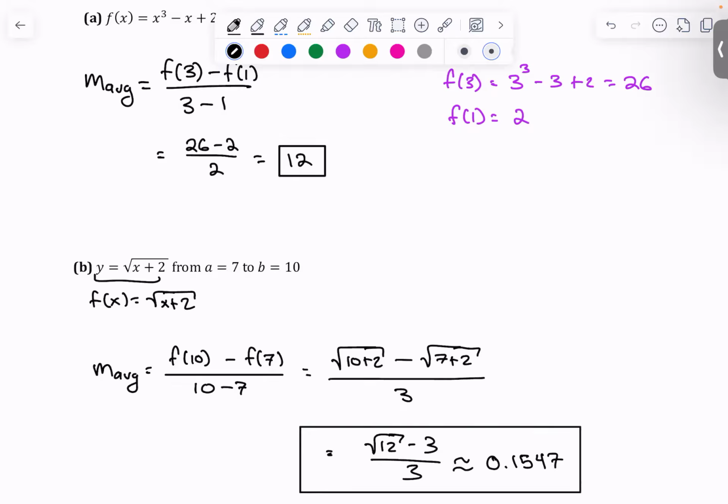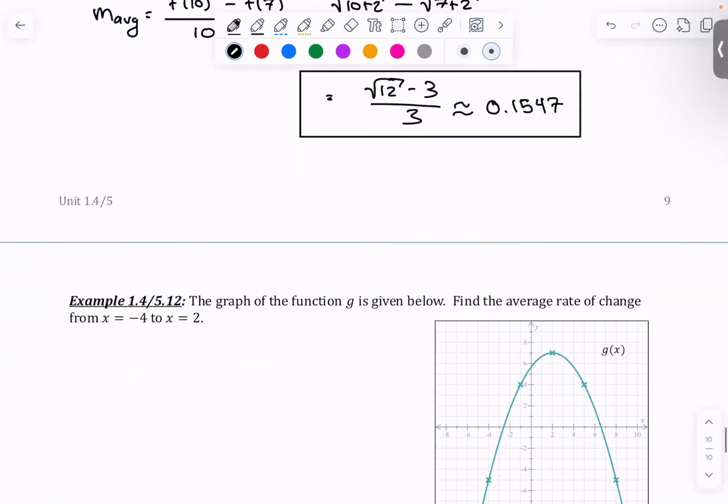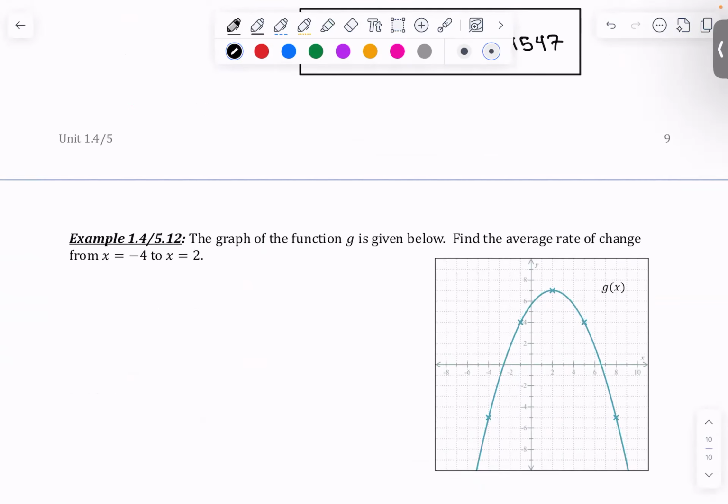Any questions on that? We are very close. Just one more problem. My favorite one of the average rate of change problems, just because it's interesting. Conceptual problems. I always like conceptual problems. Problems where we have to think outside the box. So the graph of G is given. Find the average rate of change from x equals -4 to x equals 2.